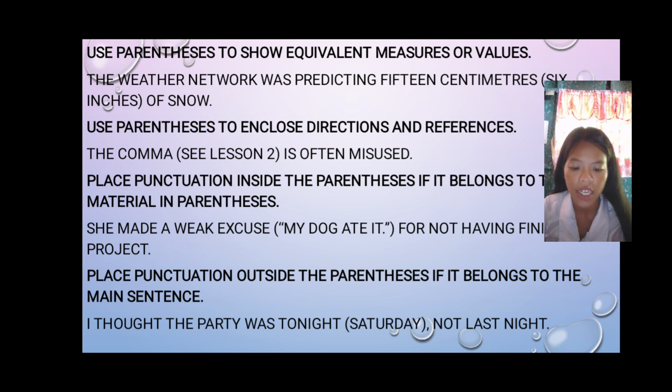Place punctuation inside the parentheses if it belongs to the material in parentheses. She made a weak excuse (my dog ate it) for not having finished her project. Place punctuation outside of the parentheses if it belongs to the main sentence. I thought the party was tonight (Saturday), not last night.